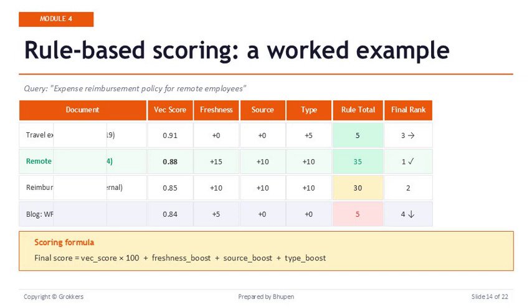Imagine explaining to a compliance officer how your system ranked results. With rule-based scoring, you can point to every single number. Try doing that with a neural network.